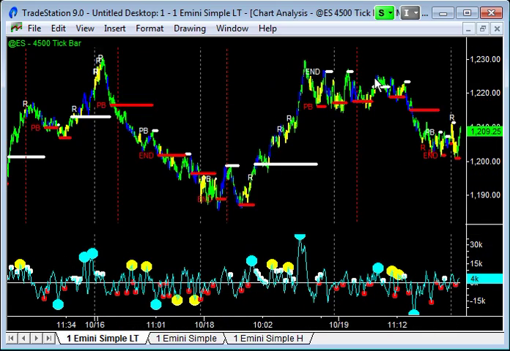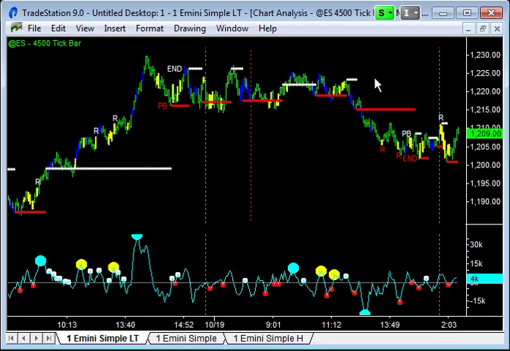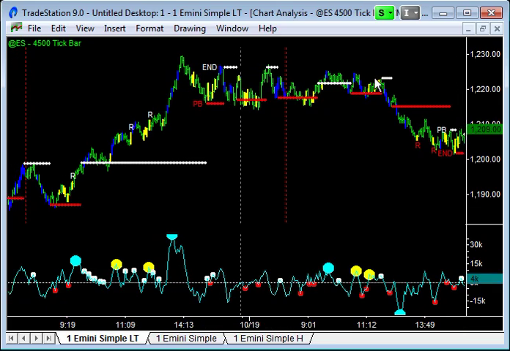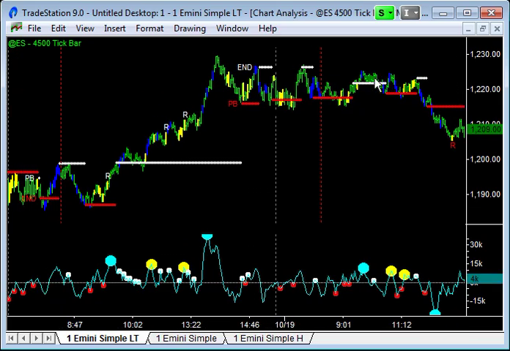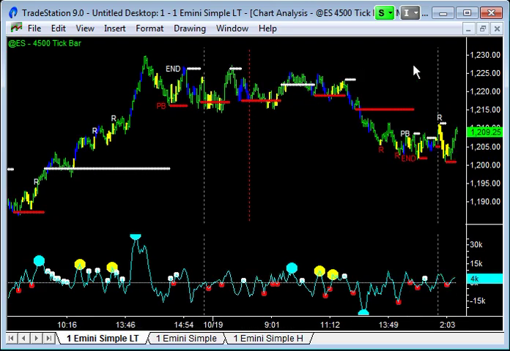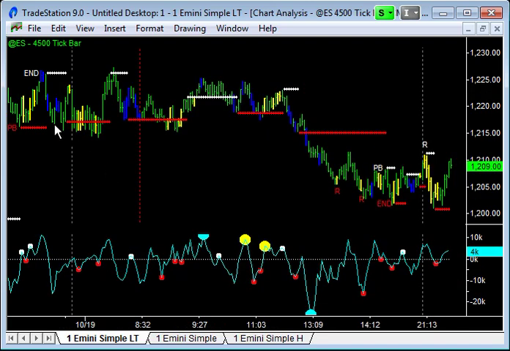On the 4,500 tip bar chart, exactly the same kind of thing over the last few days. Coming into the low on Tuesday, we had end of trend down here on the 4,500, spend a little time going through some cyclical highs and lows, break into this uptrend on Tuesday, tops out, pull back to end of trend, go through some cyclical activity, and then we break into another downtrend that ends with pull back to end of trend.